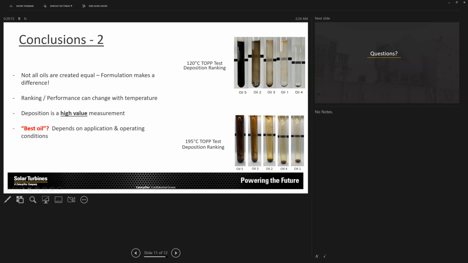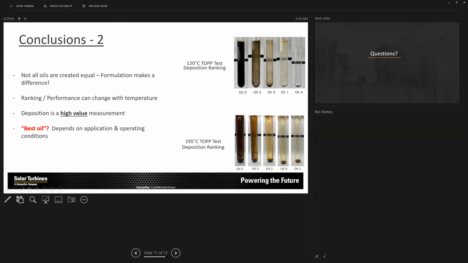Another finding is that deposition is actually a very high value measure. For the field, we were not able to develop a similar test. Currently, we rely on MPC and perhaps on ultracentrifuge testing, but there is no real measurement of the actual amount of varnish that deposits on the system. So I hope somebody is working on a test for this in the future.